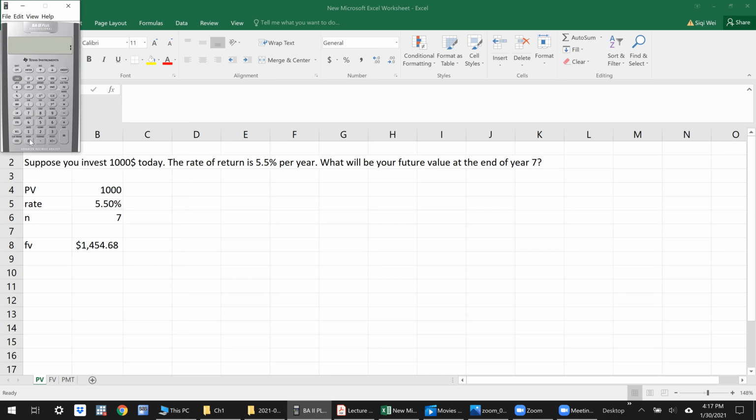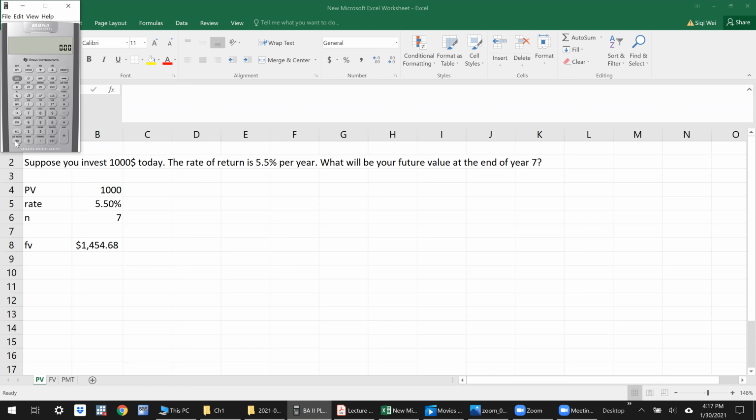So present value of $1,000, present value. And then you have 7 periods in terms of your time frame, and the rate of 5.5 is converted already. Now solve for future value. Oops. What? 5.5% rate. Now you compute future value.